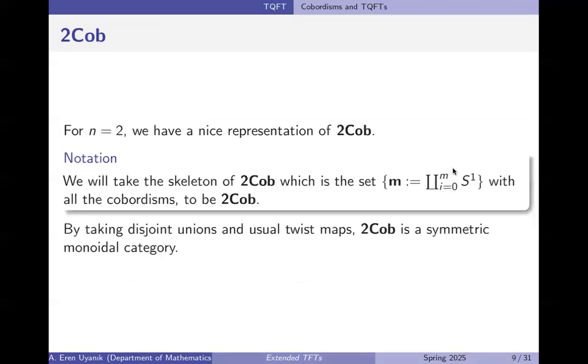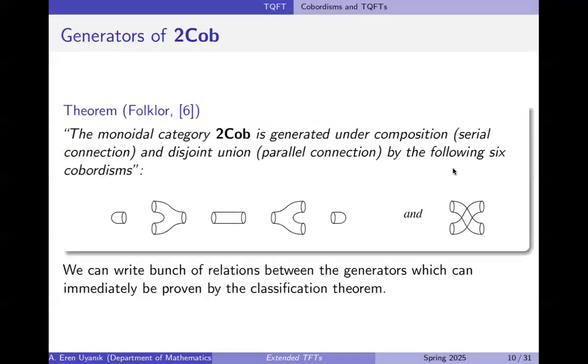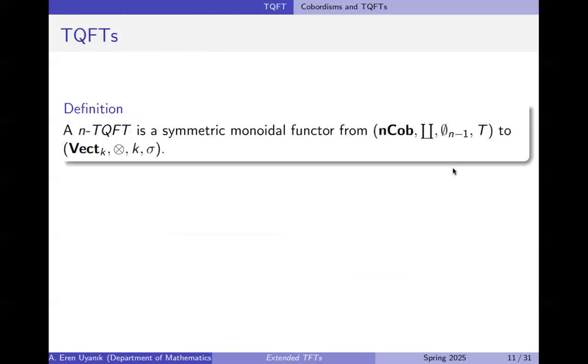Here our monoidal operation is taking disjoint union and the usual twist map. With this, 2Cob is a symmetric monoidal category. So we have a theorem: the category 2Cob is generated by these 6 basic cobordisms. You can glue them. This is called the composition. The operation of the cobordism category is just gluing, and for the disjoint union, you just put them together without gluing. And there are some obvious relations which are not important for us.